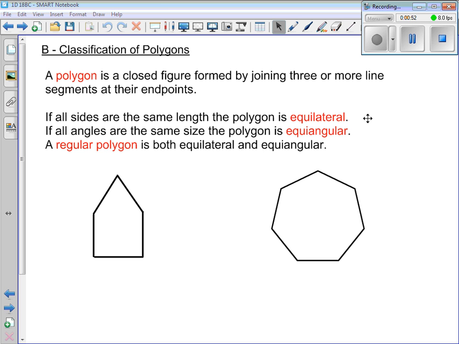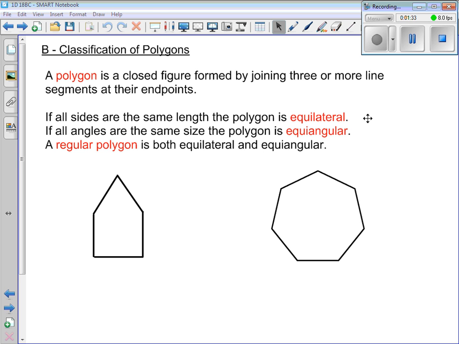How do we describe polygons? Well, if all of the sides are the same length, we say that the polygon is equilateral. Lateral just meaning sides, equilateral meaning equal sides. I don't know if you have these red words on your sheet, so you might want to write them in there. If all angles are the same size, then we call them equiangular. Okay, equal angles, all angles the same. If a polygon is both equilateral and equiangular, so it has equal sides and equal angles, we call it a regular polygon.